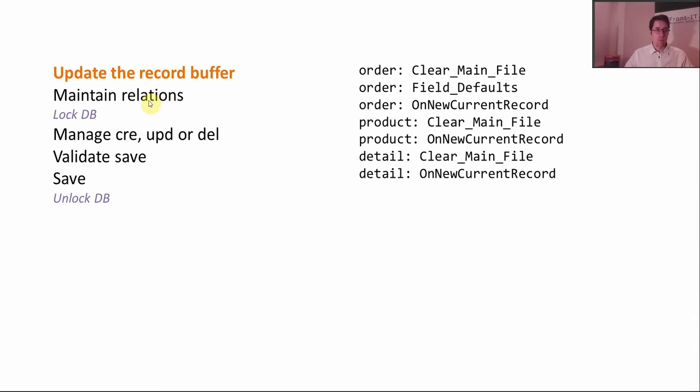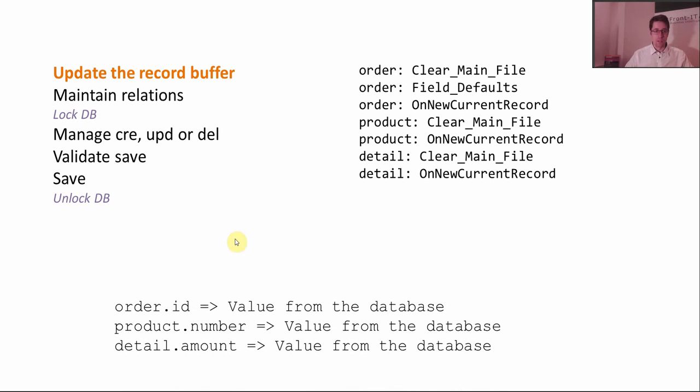Now let's have a look at what happens when you do a regular save. First, you update the record buffer. Clear main file of order, field defaults on new current record. We recognize this from the last video, where we are basically updating the data in the record buffer from the database and making sure that everything is as it should.